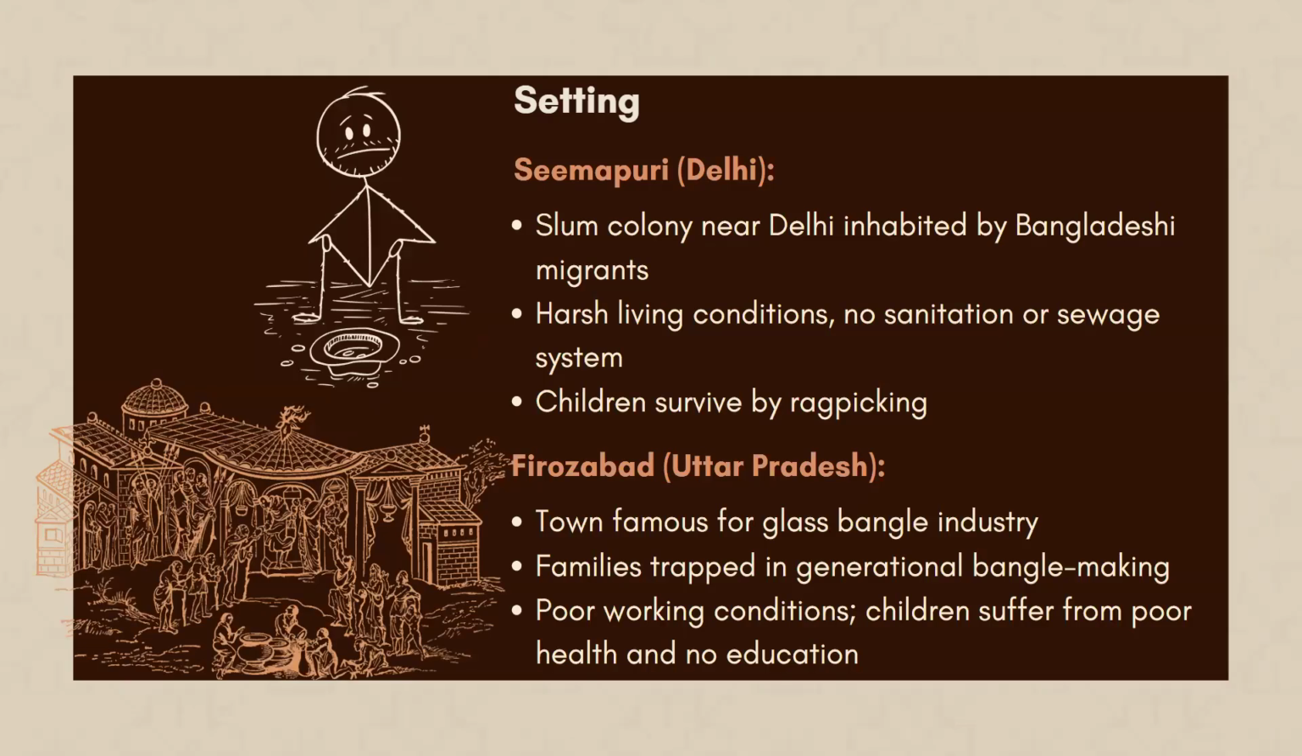There are two settings. The story unfolds in two major settings. First, Simapuri near Delhi, a slum inhabited by migrants from Bangladesh, where children like Saheb survive by rag picking. And second is Firozabad in Uttar Pradesh, a town famous for its glass bangle industry, where children like Mukesh are forced into labor generation after generation.